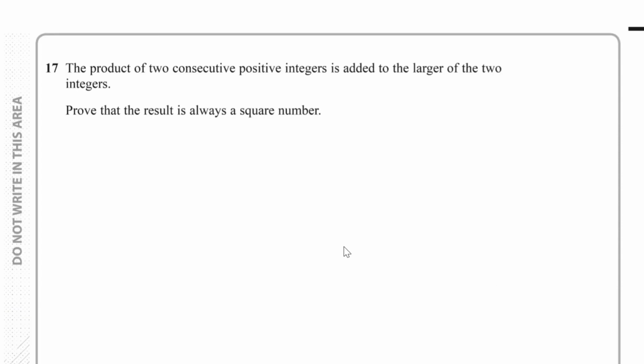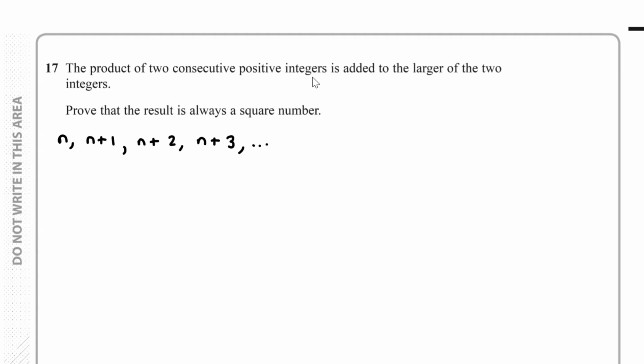Question 17. The product of two consecutive positive integers is added to the larger of the two integers. We have to prove that the result is always a square number. So here we've got consecutive integers. Well, we begin with integer n, then n plus 1, that's the next integer. Integer after that we've got n plus 2. Integer after this we've got n plus 3, and then we can continue on.